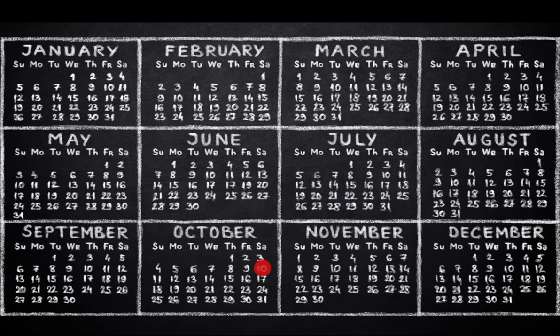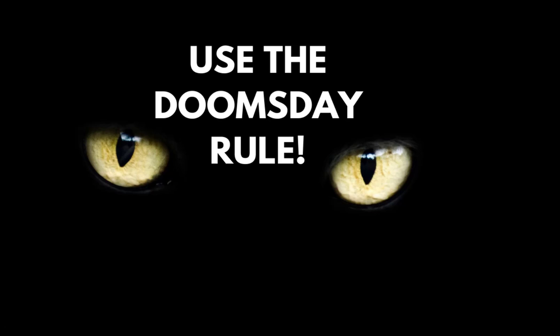Now, let's put the Doomsday Rule into practice. In 2020, we know that 10/10 is going to be a doomsday. It's Saturday. And since Halloween is on the 31st, we need to add 21 days or 3 weeks from the 10th. So that means that Halloween is going to be on a Saturday. And that's the Doomsday Rule in action. Use it to calculate the day of any date in any year you wish.